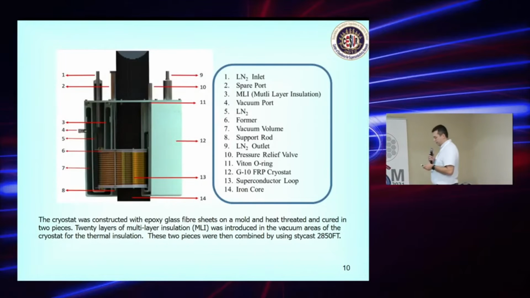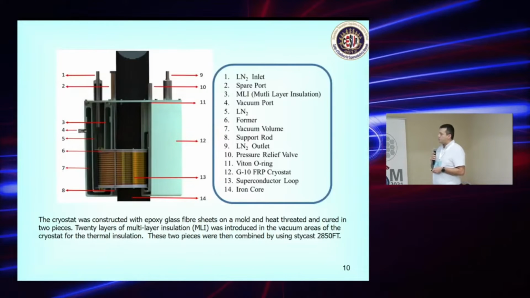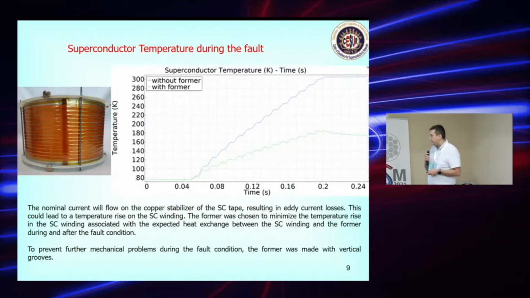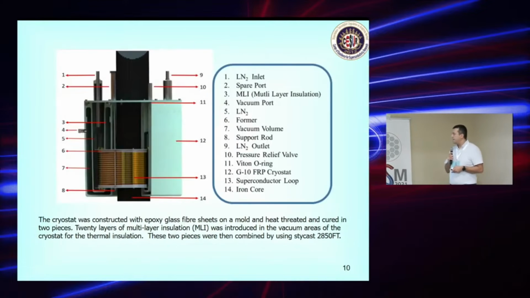And we introduced this former for the superconducting winding. Also, I forgot to say, to prevent further mechanical problems during the fault condition, the former was made with vertical grooves here. And the cooling system of this transformer is made from GFRP.